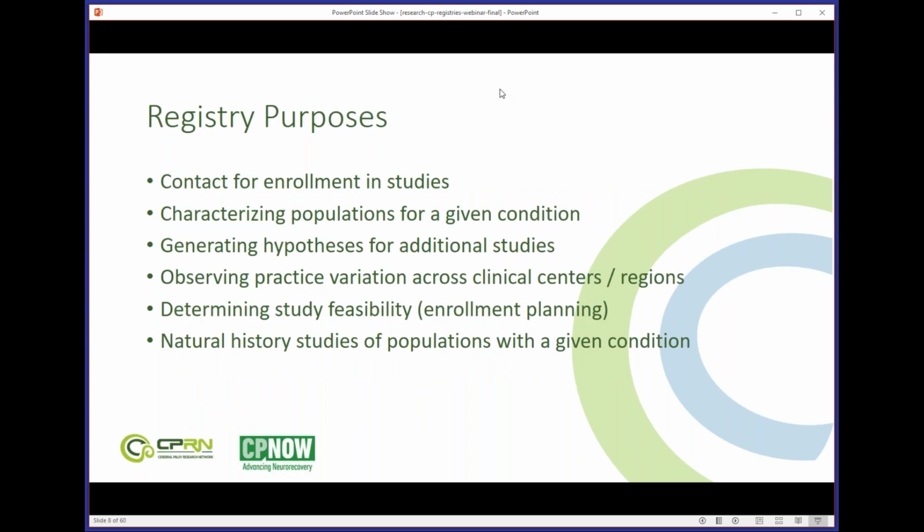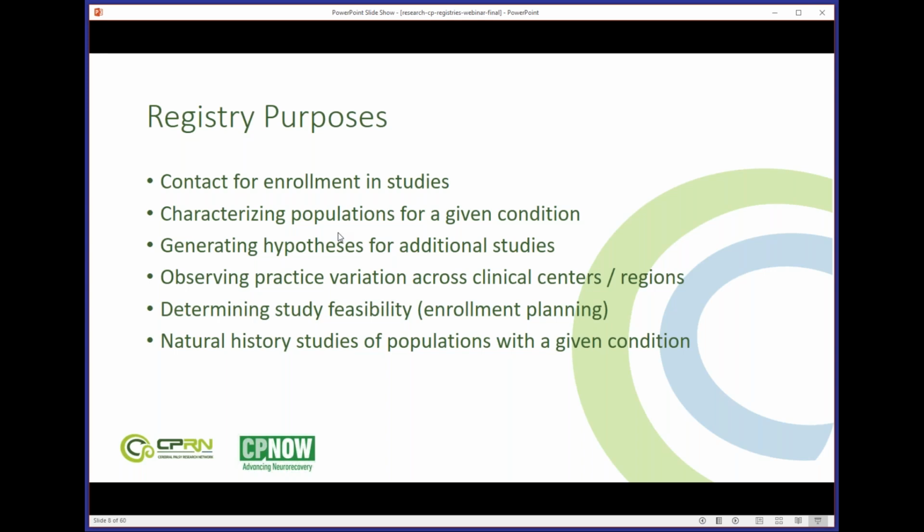So the purposes are, as I said, you can use it to contact people for enrollment in studies. You can use it to characterize the population for a given condition. So you can look at trends. You can understand what is the nature and distribution of the condition in the population. They can be used for generating hypotheses or understanding good study questions to do additional studies. They can be used for looking at differences in practice across different clinical centers or different regions.